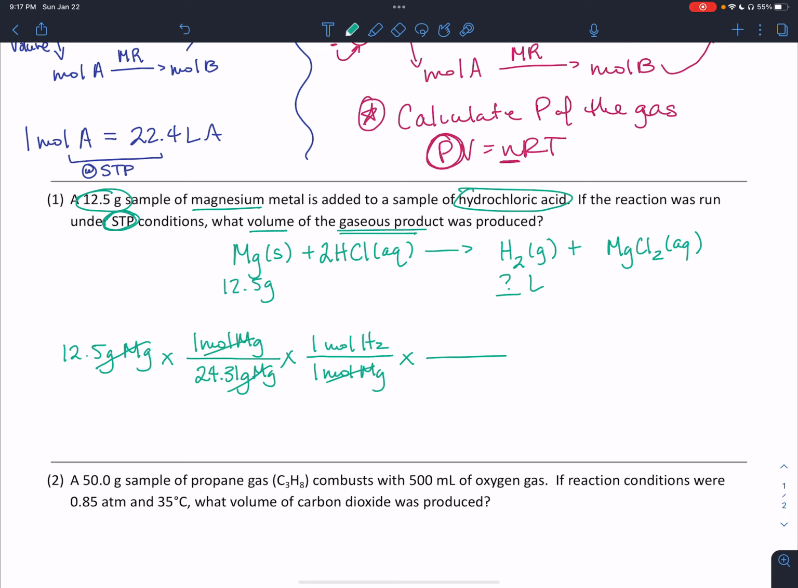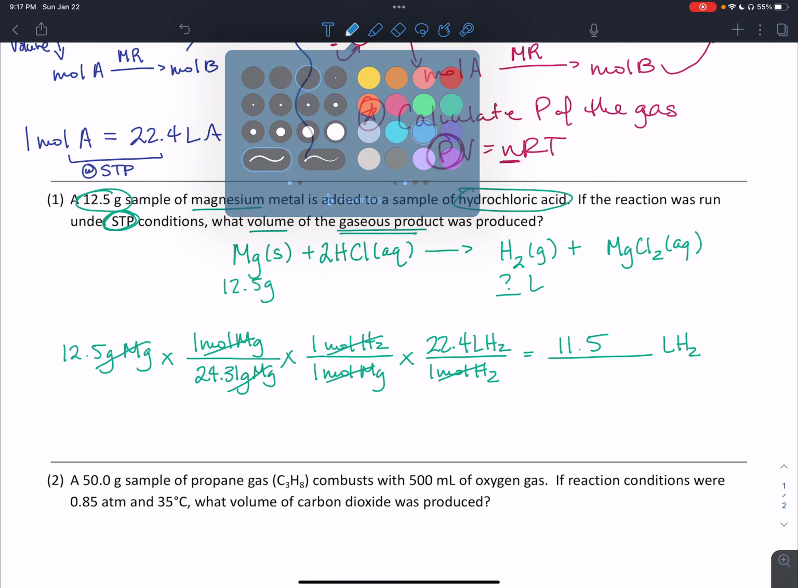It's our last step that's going to be new. Since we're under STP conditions, I know that 1 mole of any gas, in this case H2, occupies 22.4 liters worth of space. So that's going to let us cancel the moles, and it's going to leave us with units of liters, which is what we're looking for since the problem asks for volume. If we multiply across and then divide by the bottom, we should get 11.5 here.